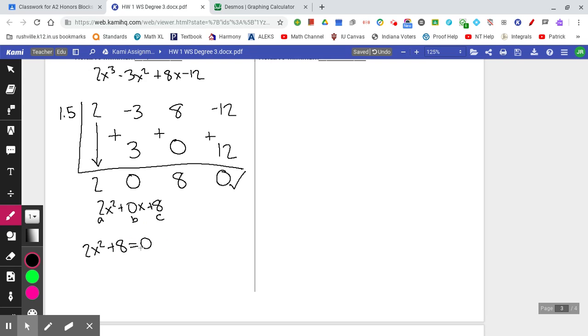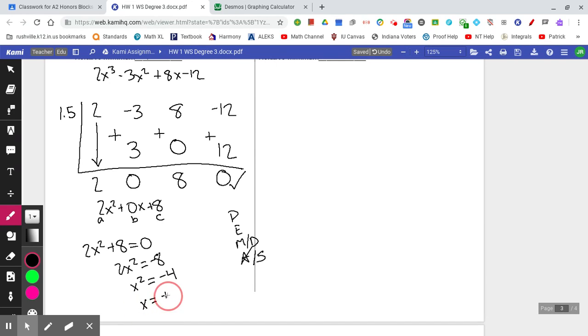So one way that I could solve this, rather than using my A, B, and C and plugging those into the quadratic formula, is to just isolate the variable. Use your order of operations. Use your PEMDAS backwards. So get rid of the addition first. That would give us 2x squared equals negative 8. Get rid of the multiplication by dividing both sides by 2. That would give us x squared equals negative 4. Get rid of the exponent by square rooting both sides.